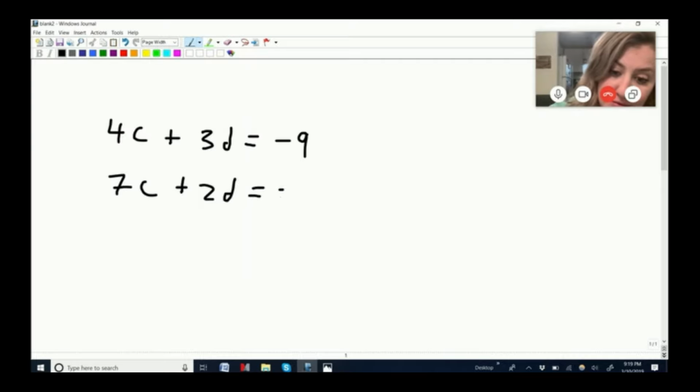equals -6. So, I'm just going to get my charger because it's saying it's dying. Oh, yeah, no problem. I thought I had enough battery to get through. Yeah, no problem at all. I'm sure this happens at times.